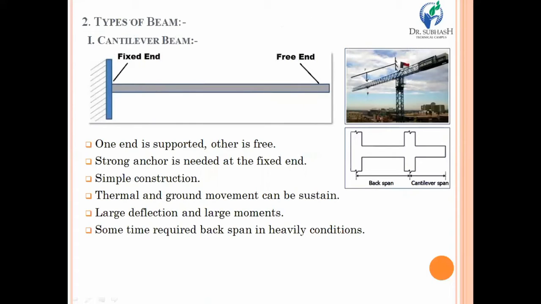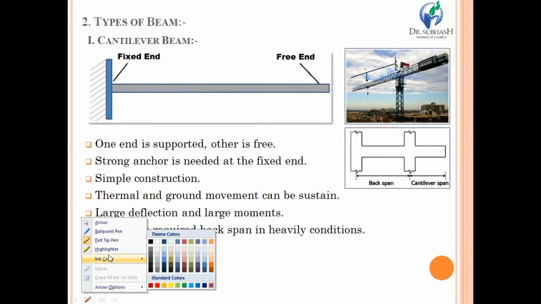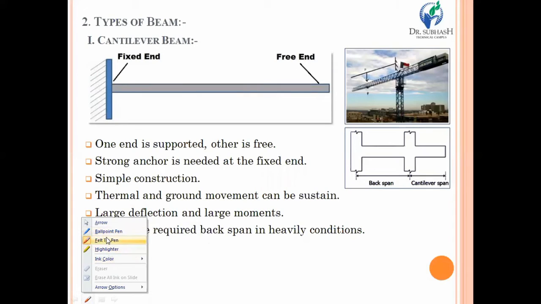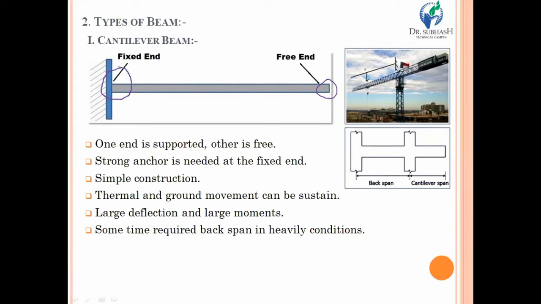Now look at the screen. We are now discussing the different types of beam that are currently being used for various purposes. The first and most important type of beam that you are looking at on your screen is the cantilever beam. A cantilever beam is identified by its specific construction. Look at the diagram carefully. One end of the cantilever is always free and the other is fixed. This is the specific identification of any cantilever beam.